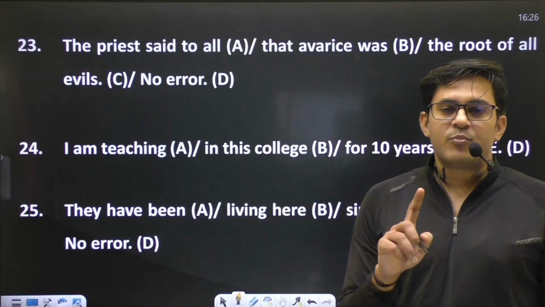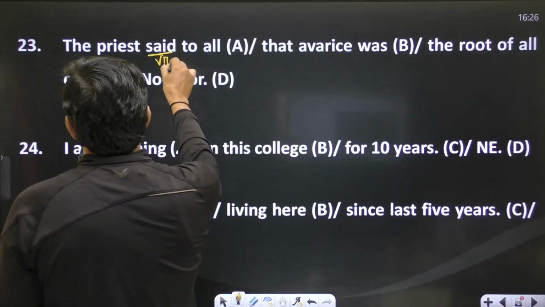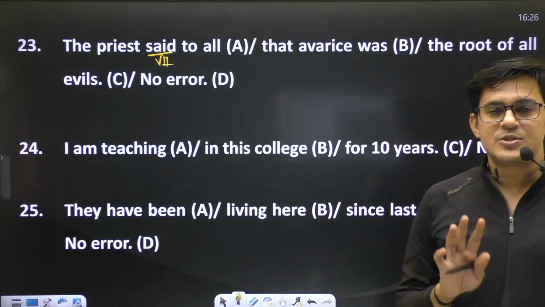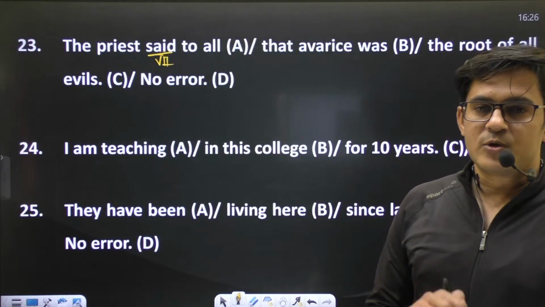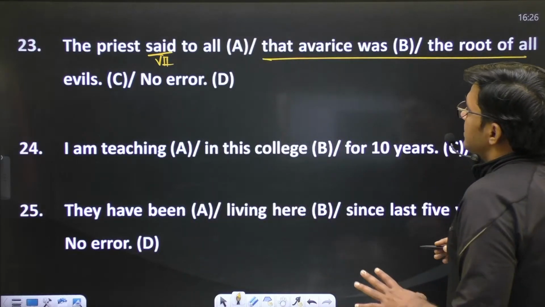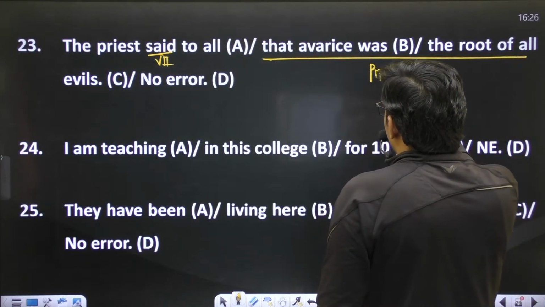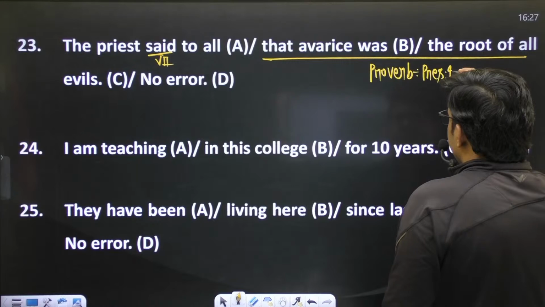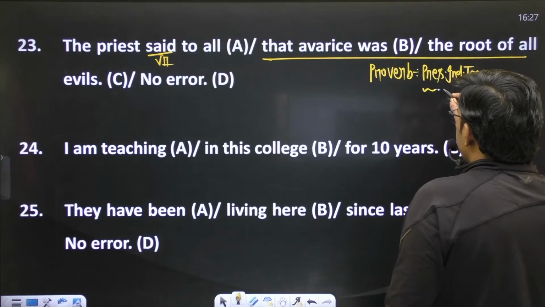One of the most important concepts I said: if the first clause is in past tense, the rest of the clauses will also be in the past tense. This one was the main concept. But make sure this clause is a proverb, and as I said, all proverbs demand present indefinite tense. In the second clause, you have a proverb, and a proverb demands present indefinite tense.